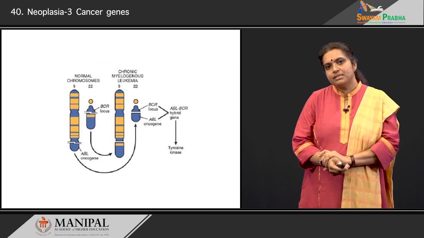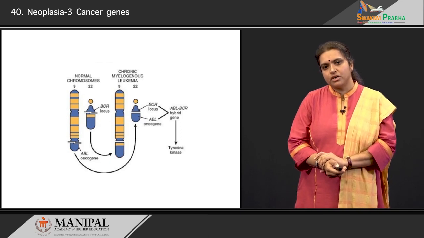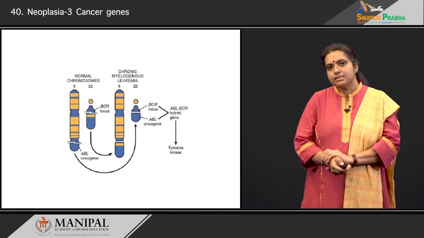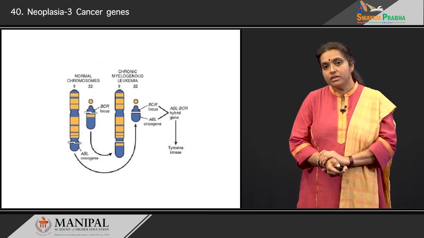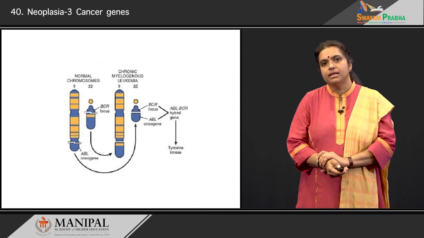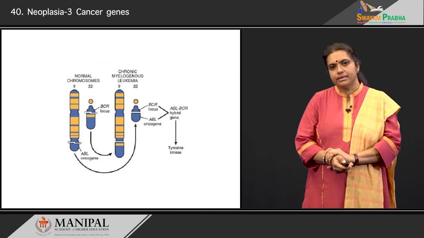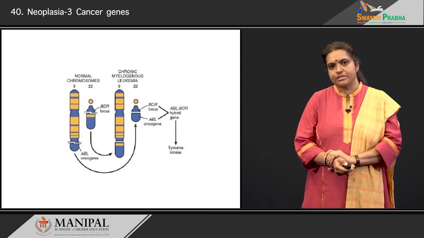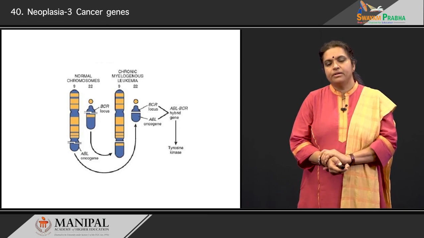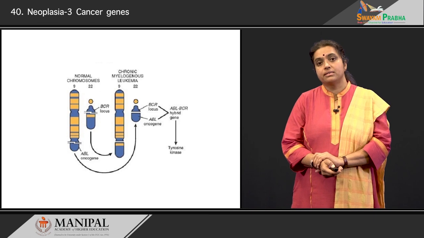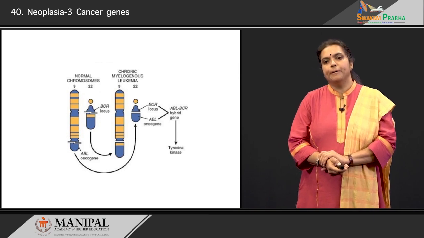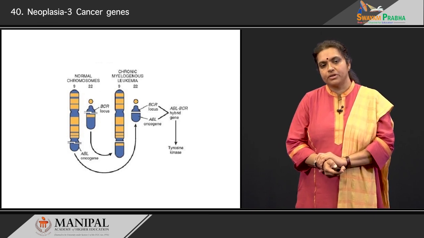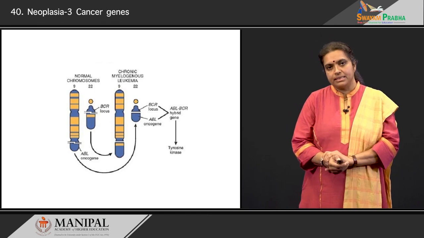Now, this example is very dear to all of us because this is one of the first molecular changes within a cancer that led to targeted therapy in Philadelphia chromosome positive CML patients, wherein you can use a tyrosine kinase inhibitor to tackle this increased production of tyrosine kinase in these patients.